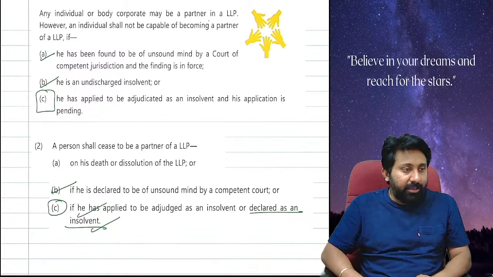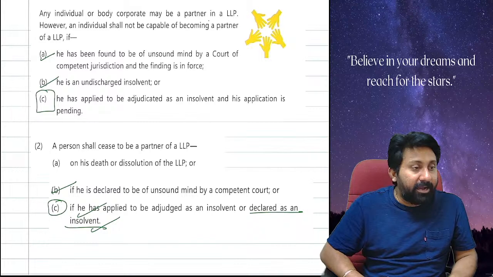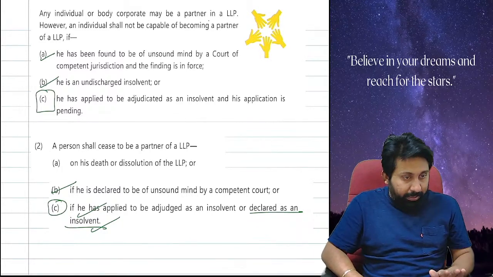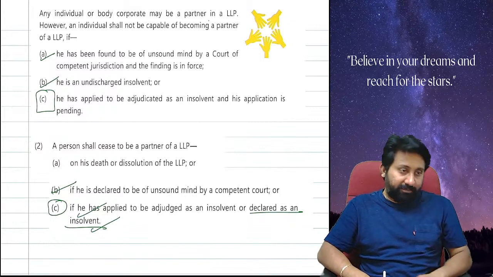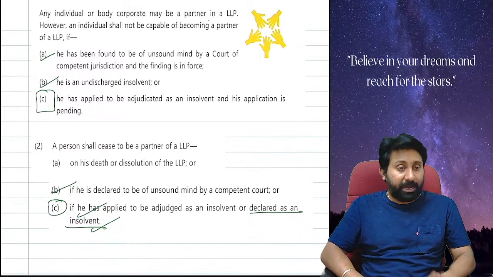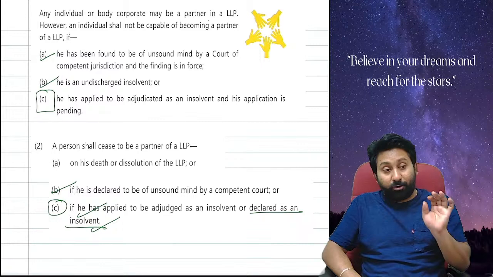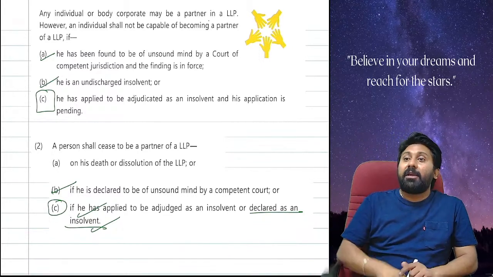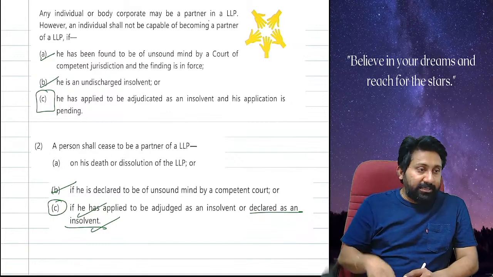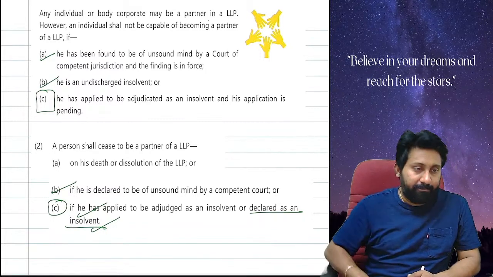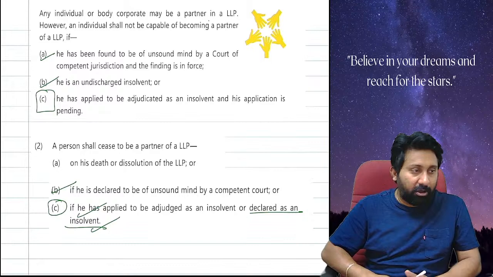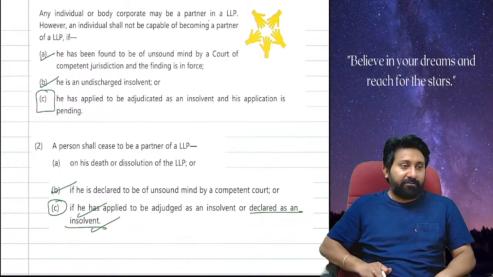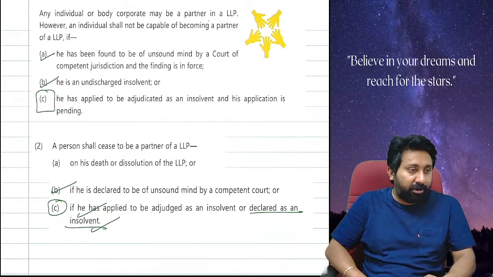Okay, let's read. He has applied to be adjudicated as an insolvent, and his application is pending. I told you there are two types of insolvency petition. Number one, creditor filing against a debtor. Second one, debtor filing on himself. That means the debtor himself can also apply for insolvency. That's the situation they wanted to cover here.